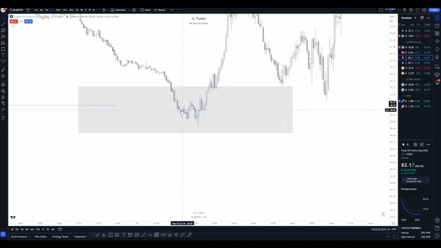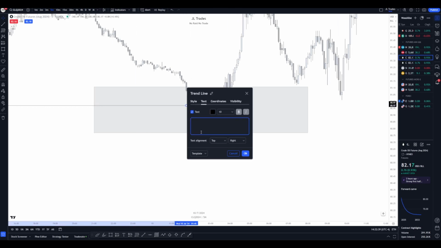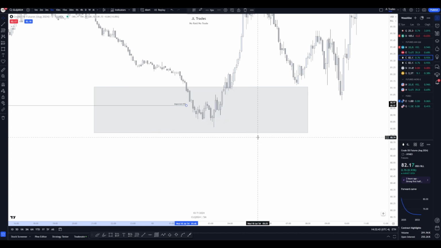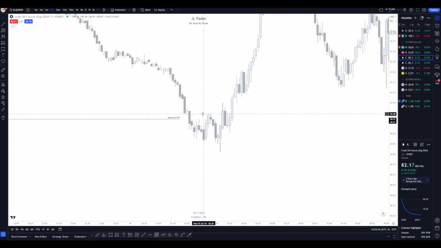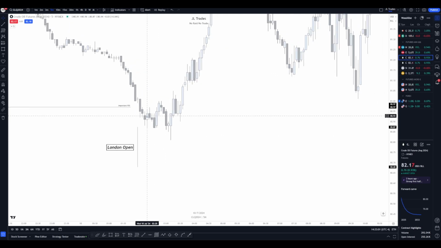So at this area, what do we have? Well, notice that this session time is in the London session. So we hit an important POI. This is our important POI. What happens at our important POI? London opens up here. So I can mark out London Open. So we now have London Open here. When London Open happens, what happens? We come into our important POI.